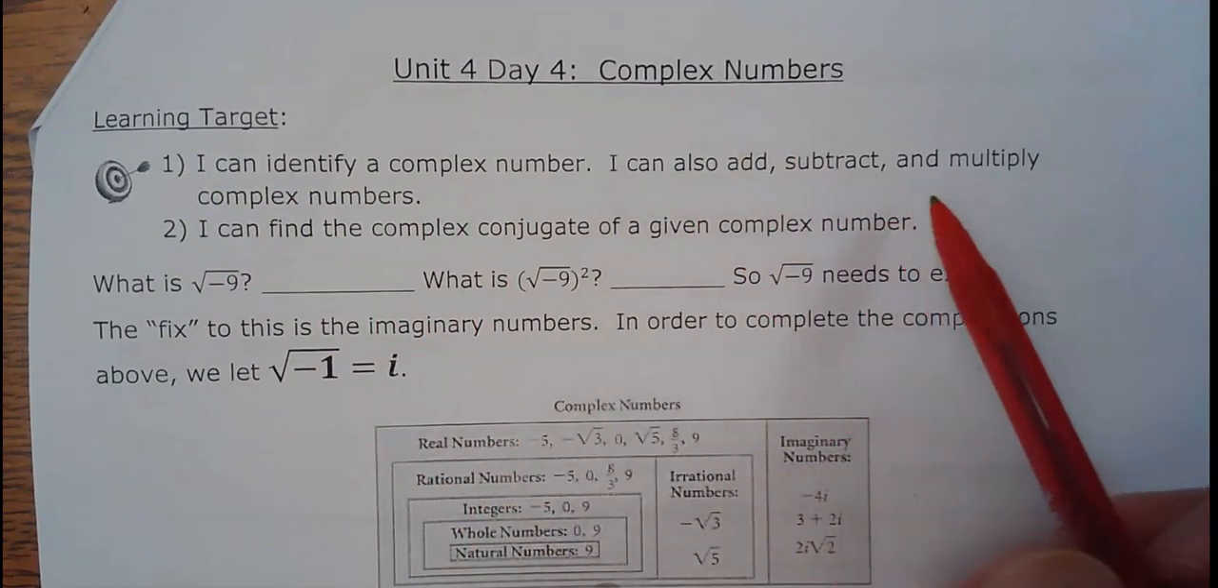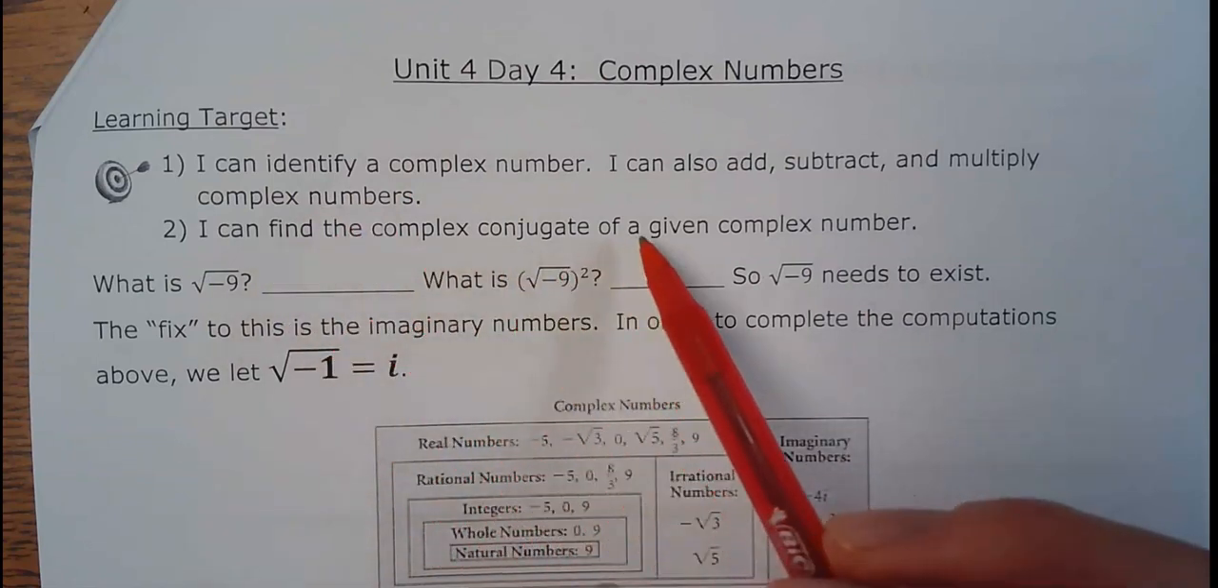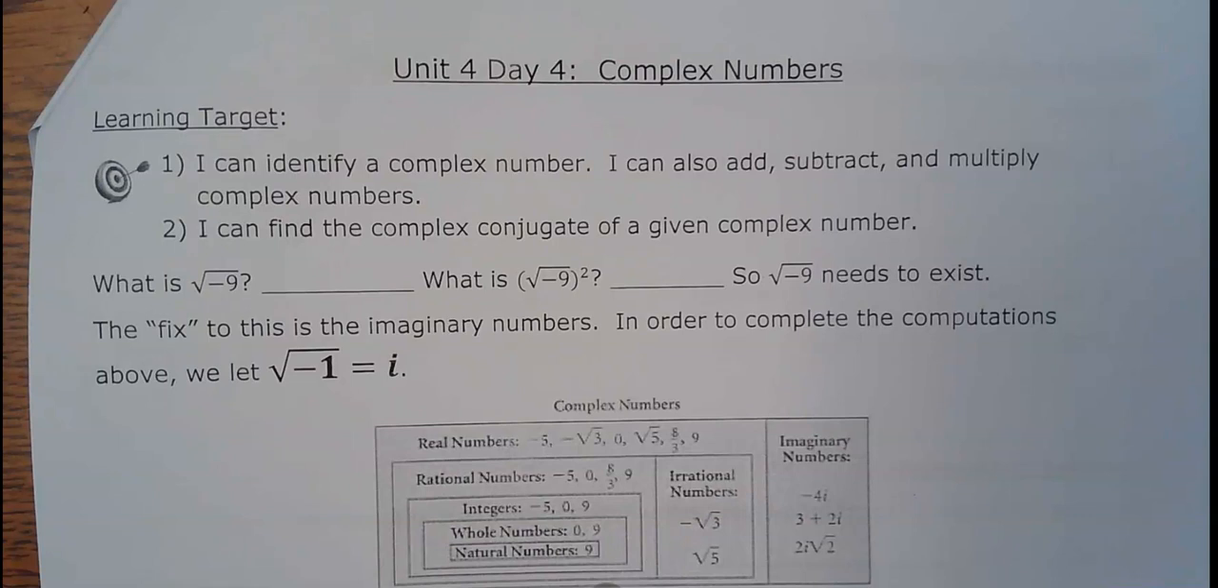I can also add, subtract, and multiply complex numbers. And I can find the complex conjugate of a given complex number. So a lot of that probably sounds like a whole bunch of mumbo jumbo, a whole bunch of new vocabulary there, but let's get started here.